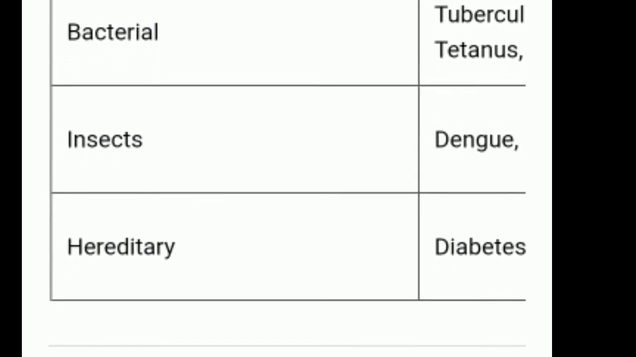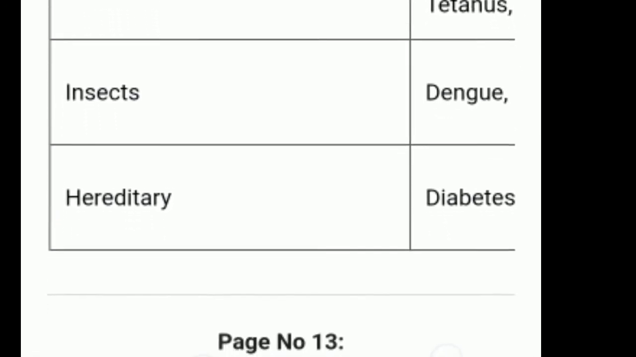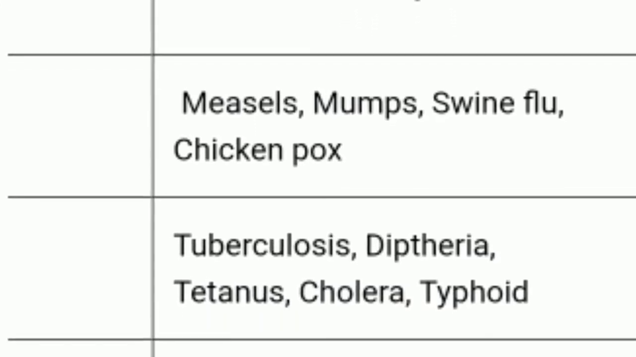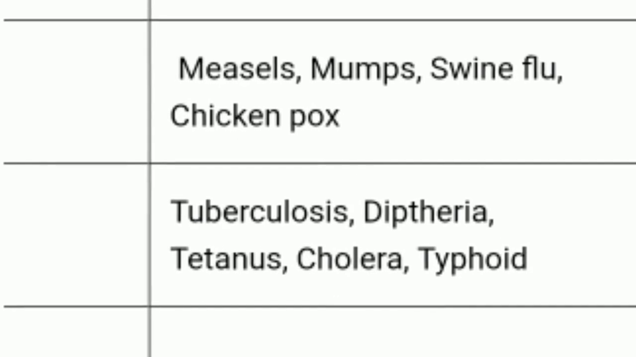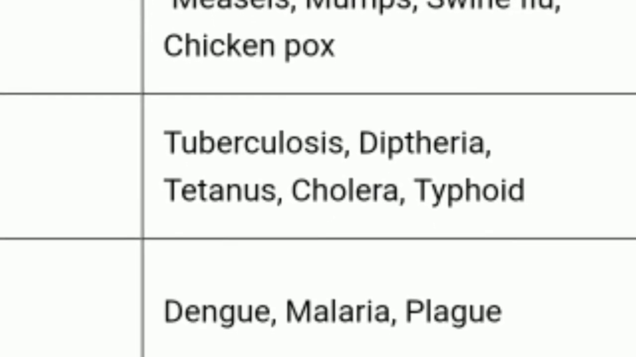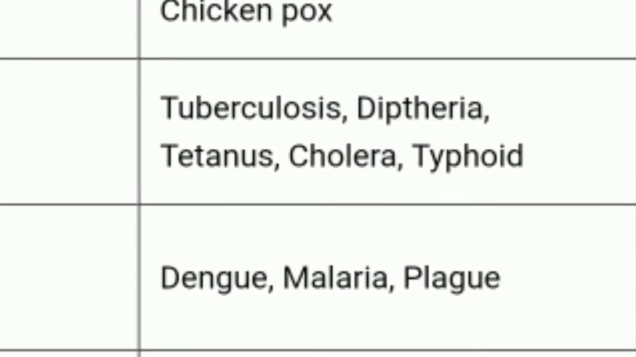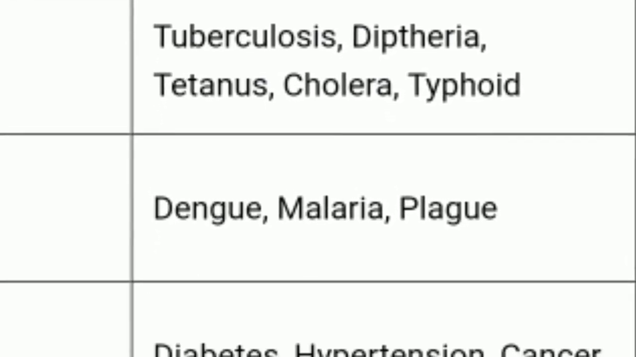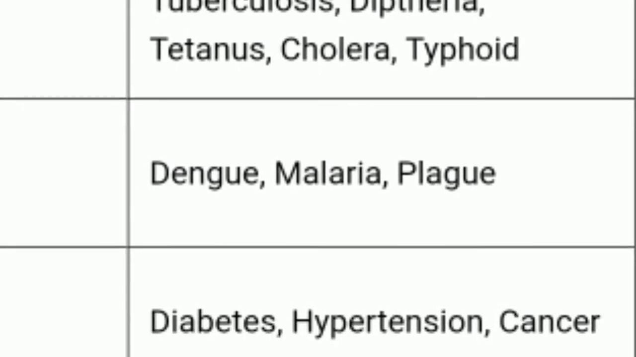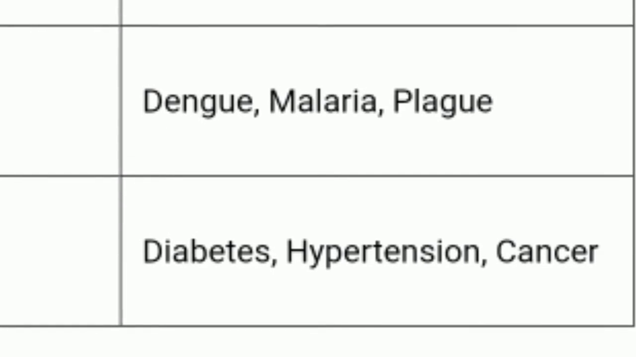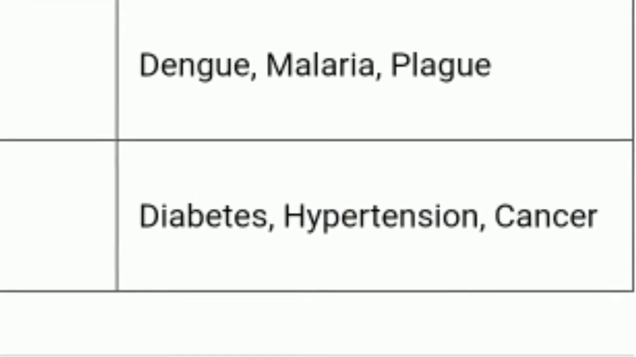Okay, now we will see the types of disease, making the list. First is measles, mumps, swine flu, chickenpox. Second, tuberculosis, diphtheria, tetanus, cholera, and typhoid. Third will be dengue, malaria, and plague, which are spread by insects. And fourth, last, hereditary diseases: diabetes, hypertension, and cancer, which can travel through heredity by DNA.